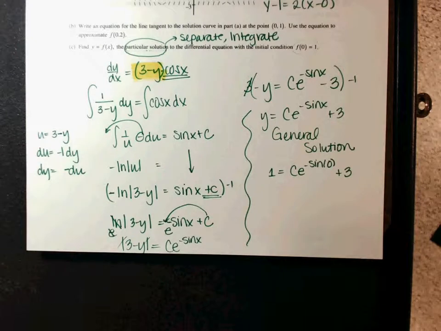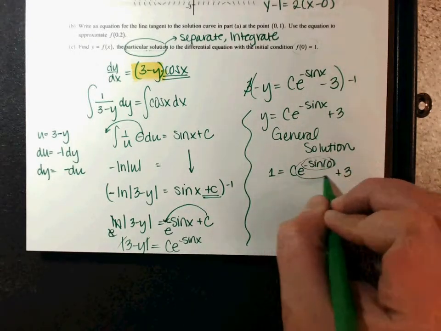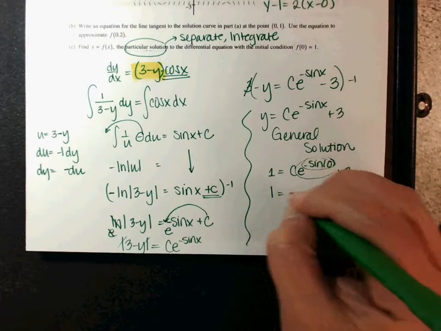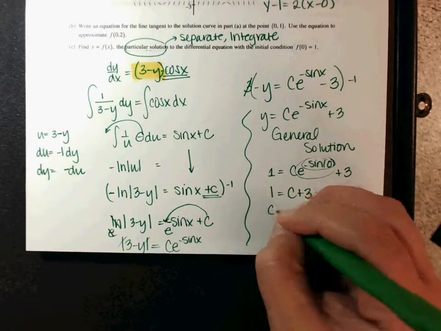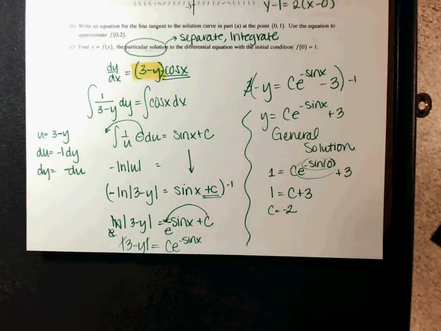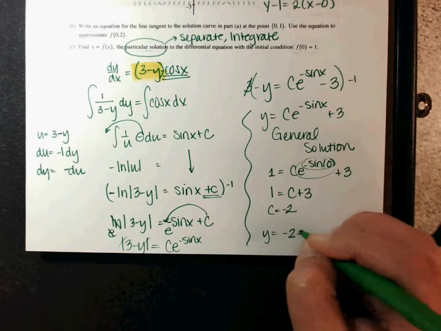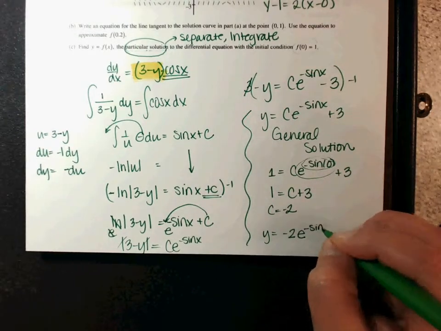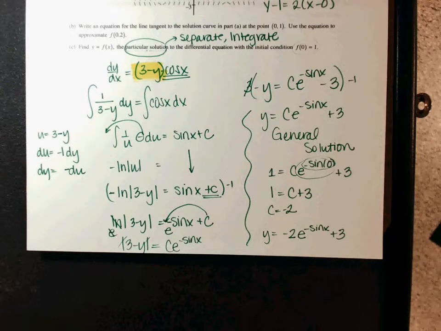Okay, well think about sine of 0 is 0. E to the 0 is 1. So really this is 1 equals C plus 3. Minus 3, my C across C is negative 2. So I have y equals negative 2 e to the negative sine x plus 3. And that'd be my solution. Okay?